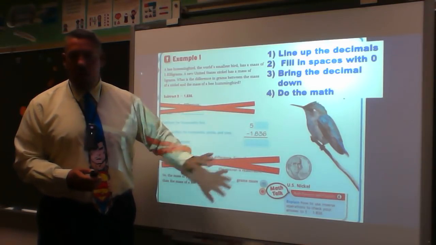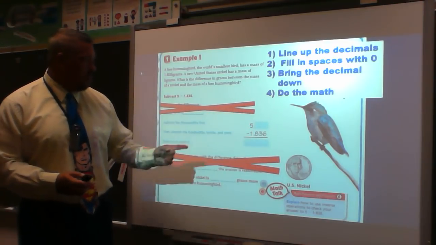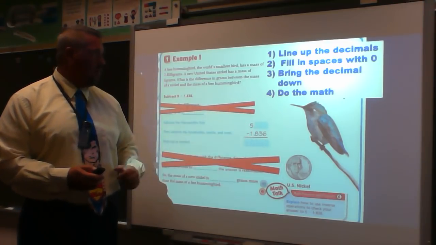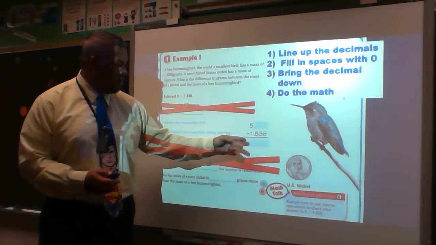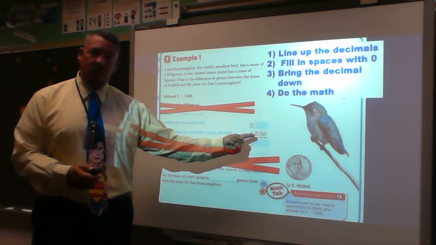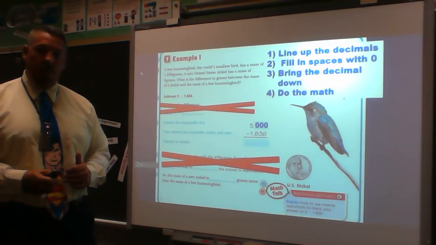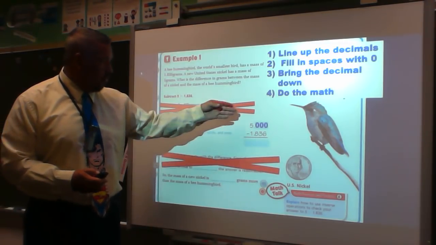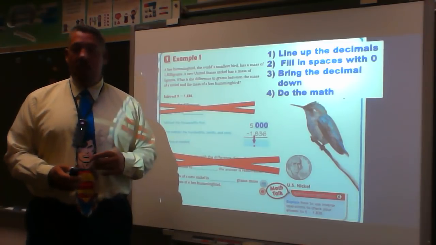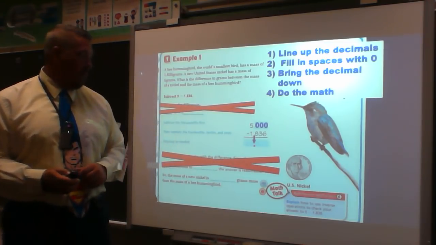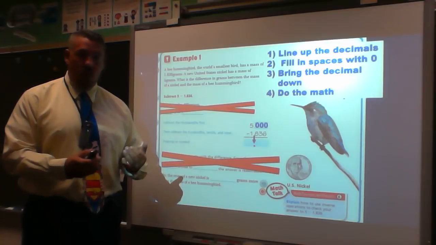Notice they've already done that for you. So once I have my decimals and I've lined them up and I fill in with my zeros now. There are 3 decimal spaces on that bottom number, so I have to make sure that I add 3 zeros up above. Then I'm going to bring my decimal down so I know it's in the right place when I do the math. And now I'm going to subtract.